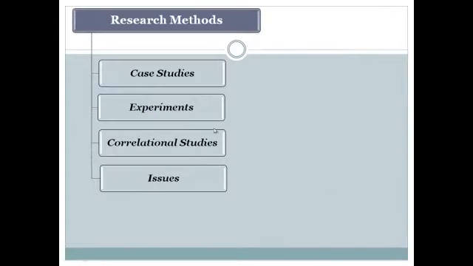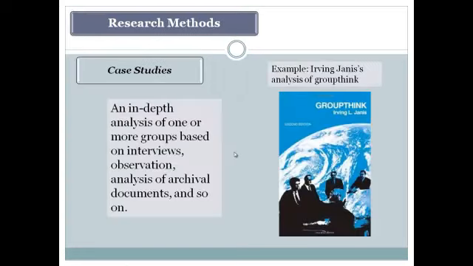Okay, everyone. Now we're going to be talking about different kinds of research methods that scientists who study group dynamics can use. So we're going to be talking about case studies, experiments, and correlational studies, which are the common types of methods used by the scientists. So start with case studies.